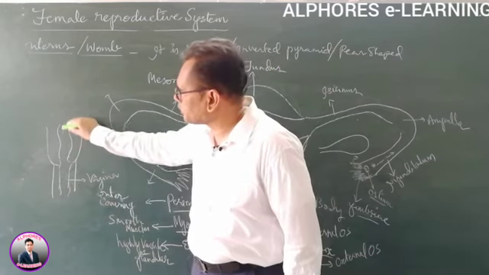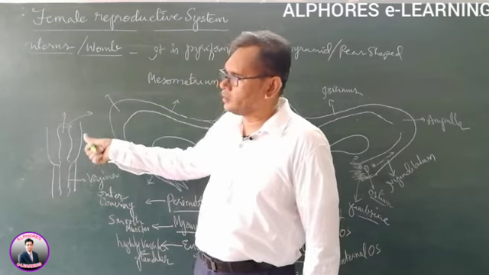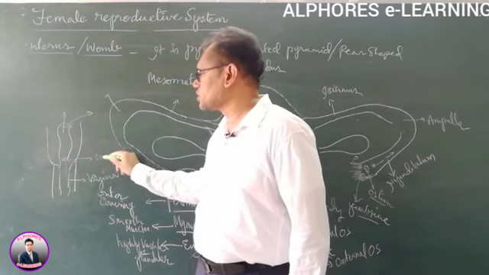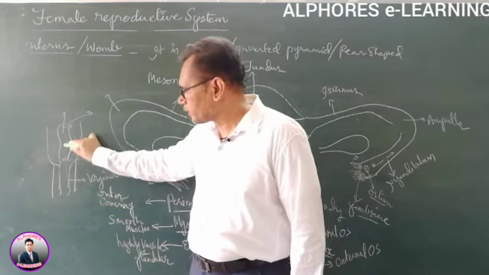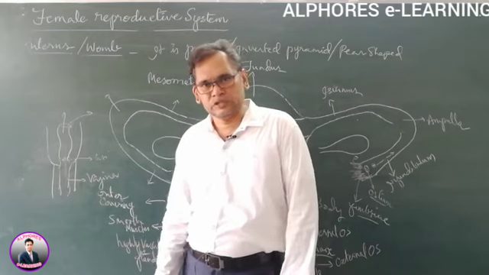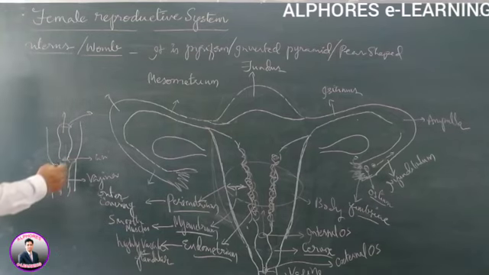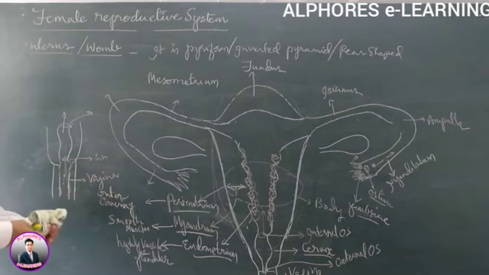Now the cervix opens into the uterus by the internal os, and the cervix opens into the vagina by the external os. The cervix along with the vagina together forms the birth canal, because the vagina is the part into which the sperm is actually released. Okay. Now this is about the uterus and vagina.